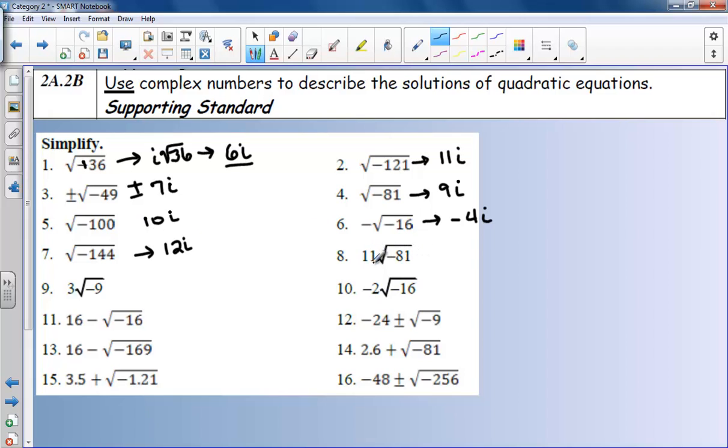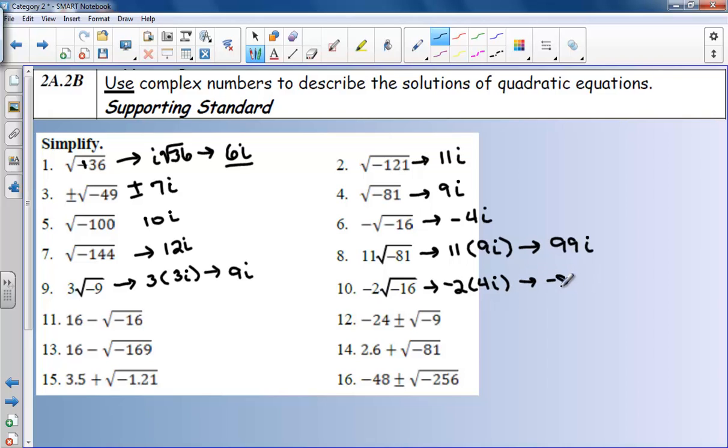So when you have a number out here, whatever you bring out is going to be multiplied by that number. So this becomes 11 times 9i. And just like with any other variable, if that was an x, then you would just multiply those and it becomes 99x. Well, the same thing happens here. It becomes 99i. So we can combine when it's multiplication. So this becomes 3 times 3i, which is 9i. This is going to be negative 2 times 4i, or negative 8i.